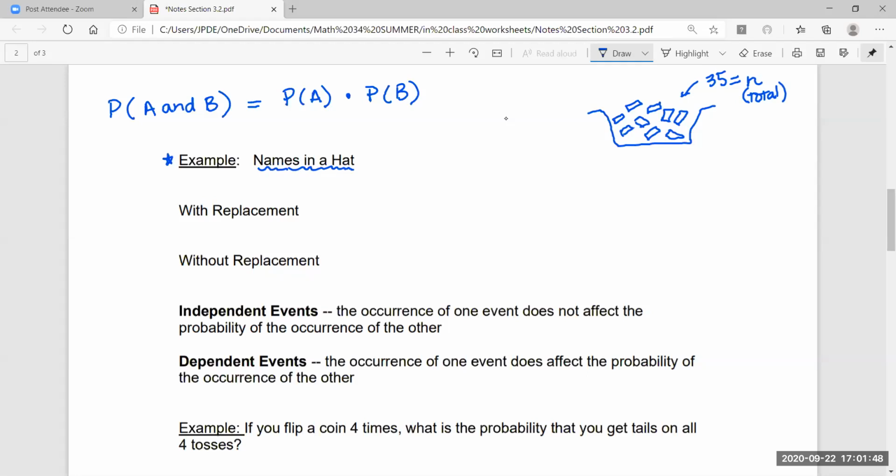And if we were in class, I'd say, okay, who wants to have their name drawn? And I usually see lots of hands.